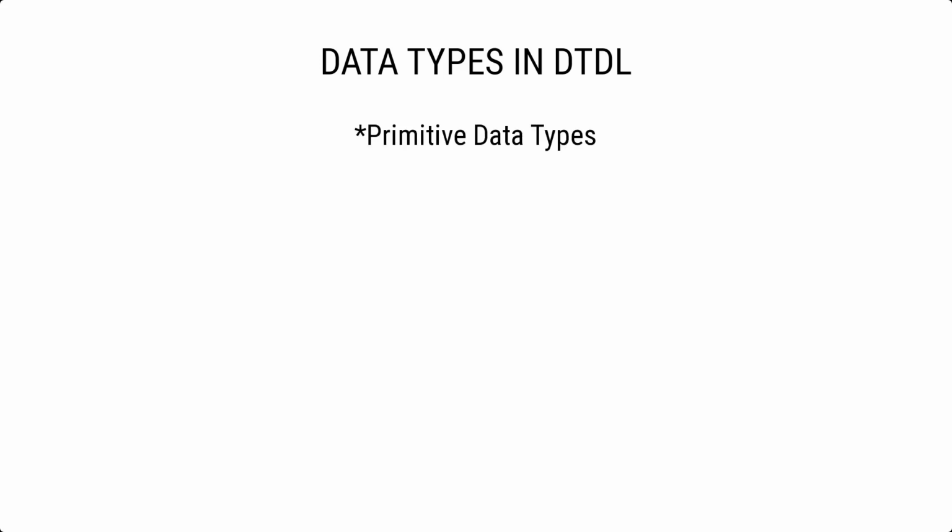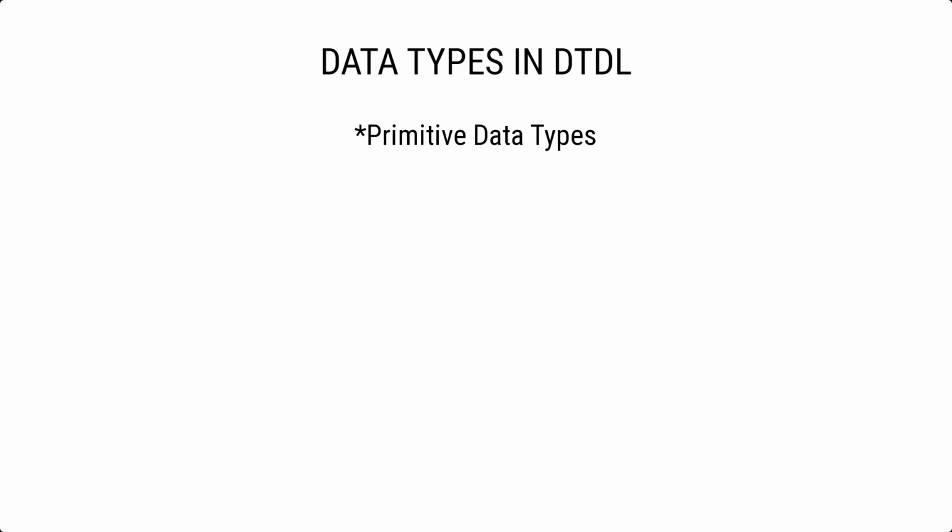Now let us look at the data type schemas in DTDL. As mentioned earlier, in DTDL, the schema for a property and telemetry attributes can be of standard primitive types like integer, double, string, and boolean, etc.